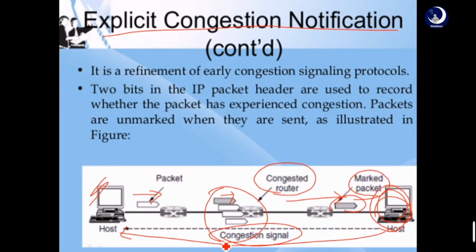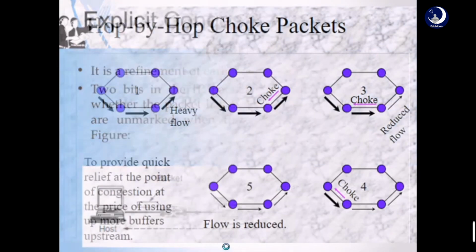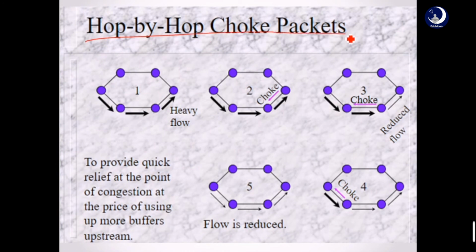Next, the last one is the hop by hop choke packet. The drawback in the previous case is that the congestion signal, or the choke packet, is received by the sender after a delay, and in the meanwhile the sender is sending all the packets to the destination. Now let's see how to solve this problem.